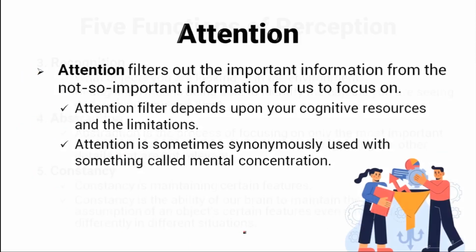Okay, so let's talk about the first step in perception, which is called attention. So what is attention? Well, it's like a filter that your brain puts in front of all the information that's coming in. It filters out the important information from the not so important information for us to focus on. For example, if you are in a crowded place, your brain will help you to focus on the person you are talking to, while filtering out all other noises and distractions around you.